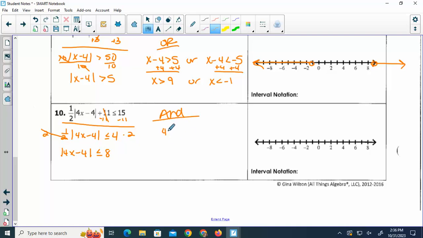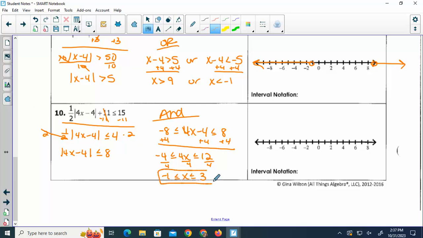So, the first one, we just drop the, oops, I wrote that wrong. We put it, for the and, we put it in between the negative and the positive. So negative 8 less than or equal to 4x minus 4 less than or equal to positive 8. So we add 4 to everything. Divide by 4. So negative 1 less than or equal to x less than or equal to 3. So it's and, it's just in between the negative 1 and the 3.